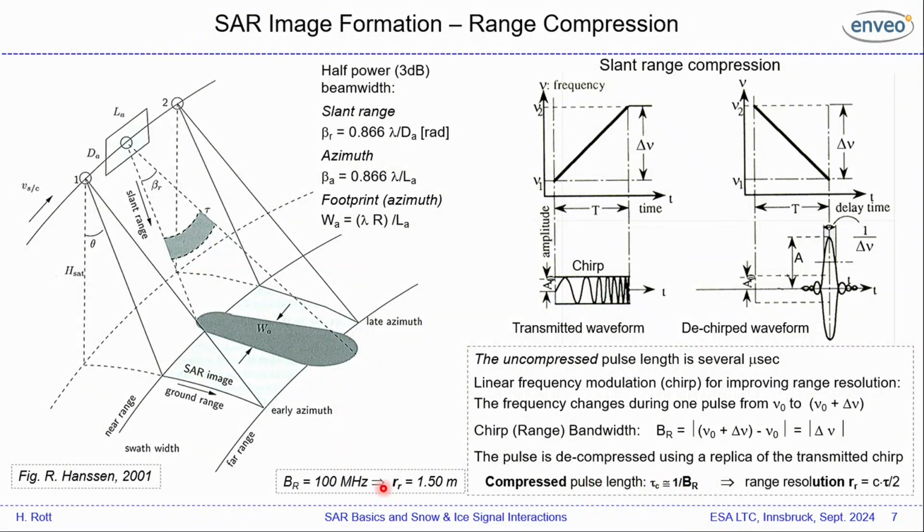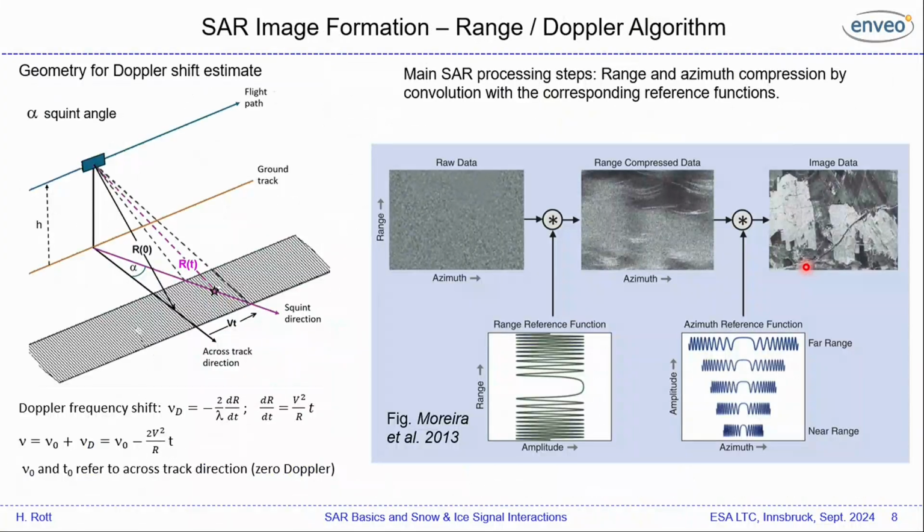Then we get this number, this value. And the range resolution is then, as I mentioned before already, c times the pulse duration, in this case the compressed pulse duration, over 2. And then we get this so-called de-chirped waveform. This is a range compression.